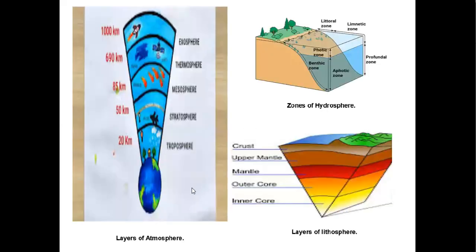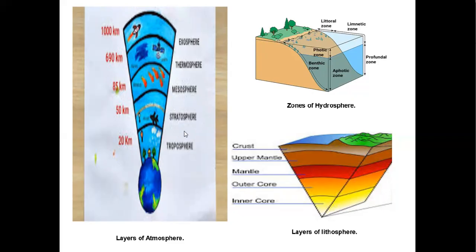Now you can see here different layers of the atmosphere depending upon the altitude. Whenever we go up to 20 kilometers, it is the troposphere. After 20 kilometers to 50 kilometers, it is the stratosphere, and 50 to 85, it is the mesosphere. And 85 to 690 kilometers, it is the thermosphere. And apart from this, the exosphere is there.